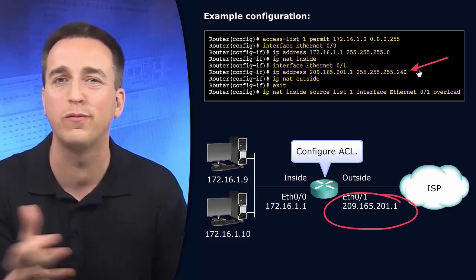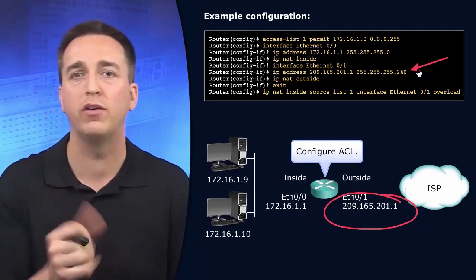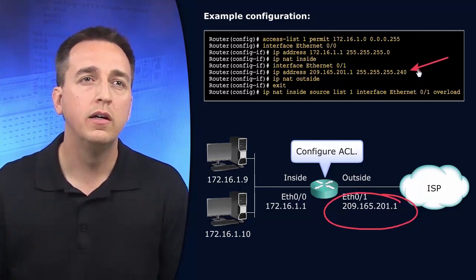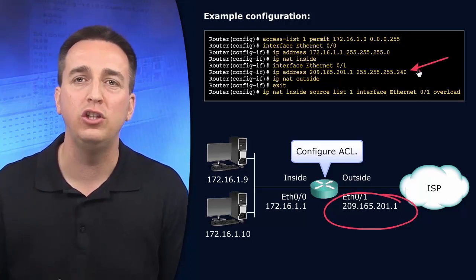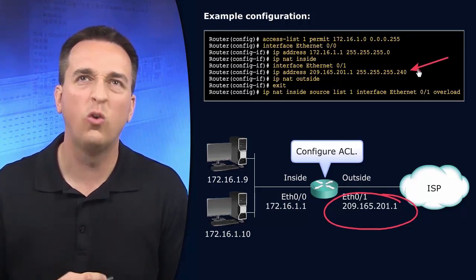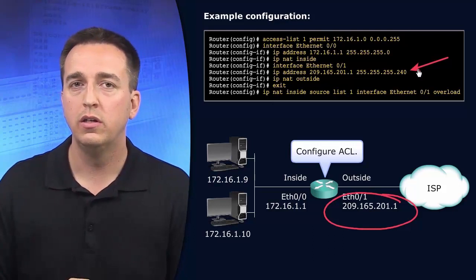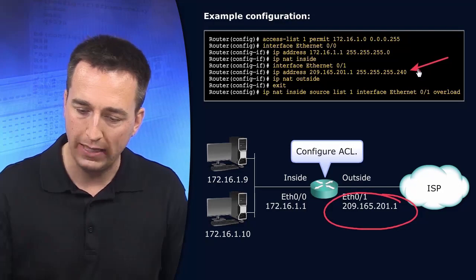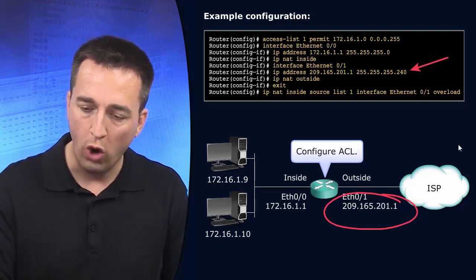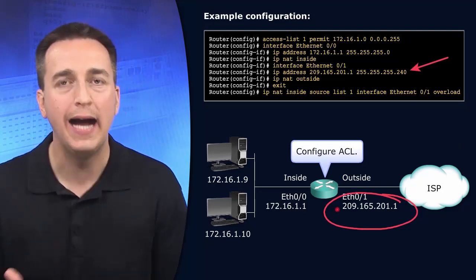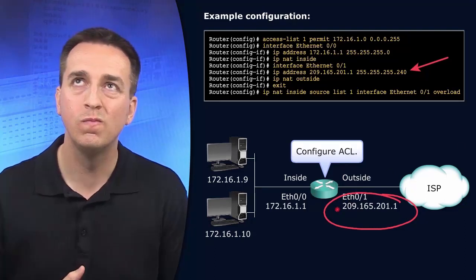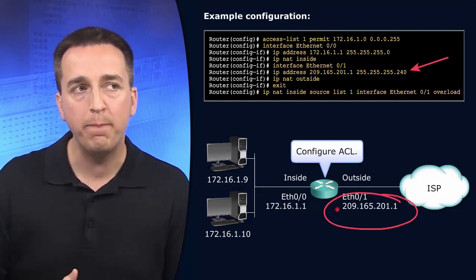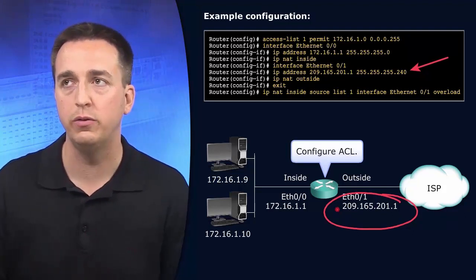Well, we might use some of them for static translations for servers that we have in our organization, maybe a web server, maybe an FTP server. But what if we have like 5,000 users or 8,000 users? Is it really possible for all 8,000 users to piggyback on this one single public IP address? That's possible. I'm not saying you can't do it. But what are some of the limitations we might run into?